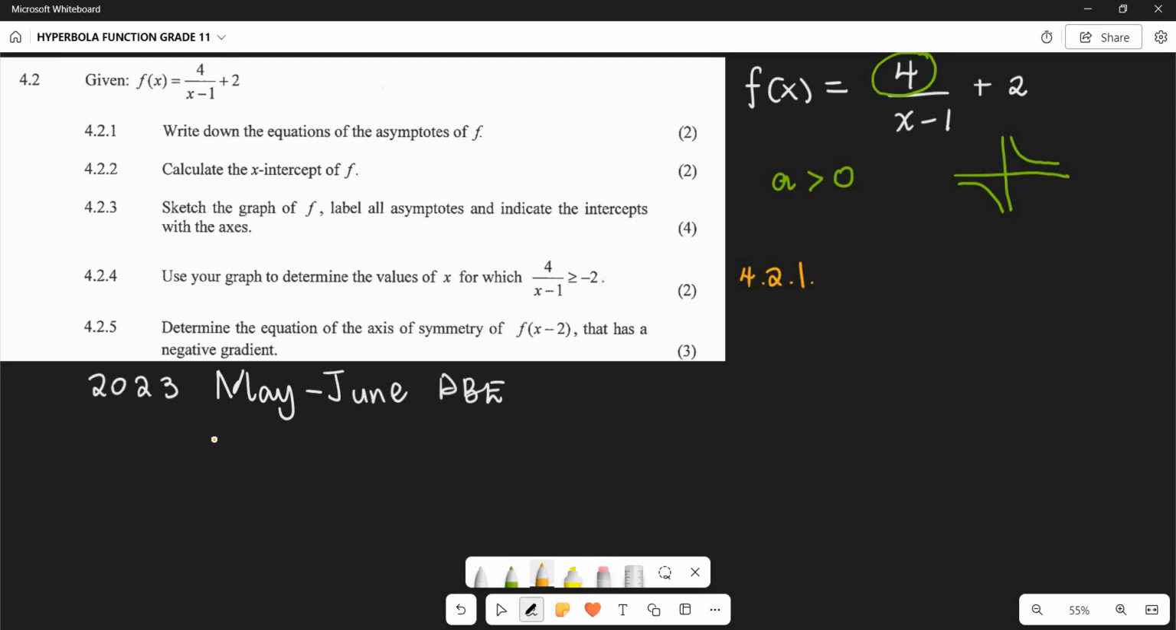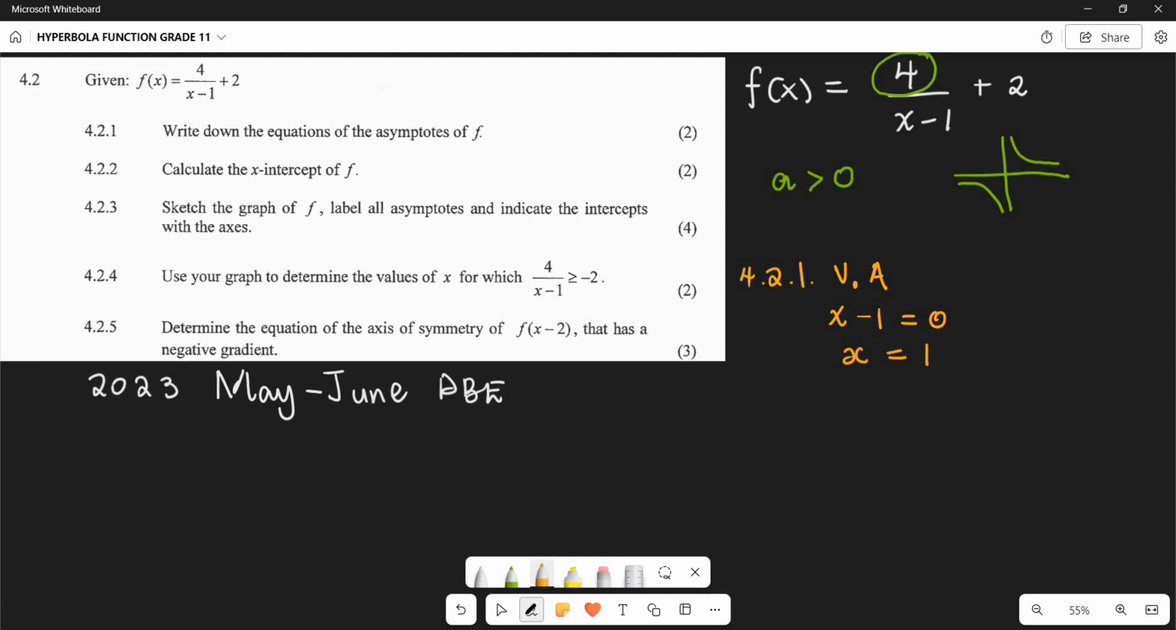4.2.1 is asking us to write down the equations of the asymptote. You remember that I mentioned that equation of asymptote, it's y is equals to q and x plus p must be equal to 0, and we solve for x. So let me start with vertical asymptote. Vertical asymptote, it is our x asymptote. So we take the denominator, x minus 1, then we equate it to 0. Therefore, x is equals to 1. That is the first equation.